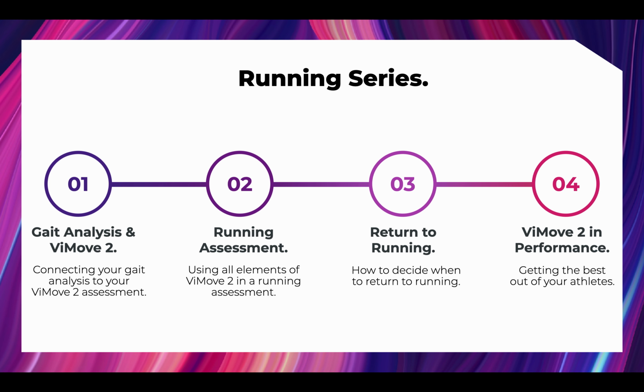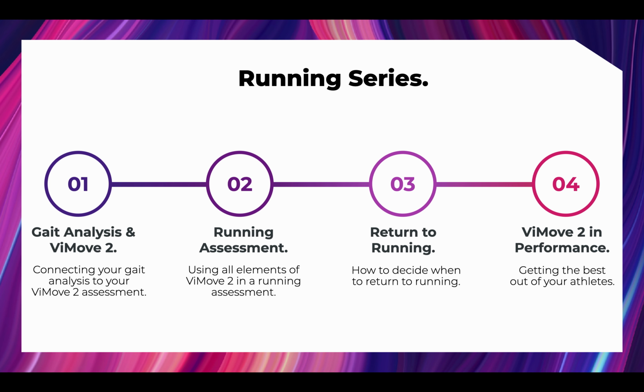In the second webinar coming up, we're going to look at a running assessment in general. So we're going to be looking in more detail into gait. We're going to be talking about a few different gait analysis aspects today, but we're really going to delve deeper into that gait analysis in the second webinar. We're also going to look at how you can use the lower back, run and knee modules in a running assessment. The third one coming up next year will be the return to running webinar, where we can look at how you can use VMove 2 to determine when it's the right time to get an injured athlete back running.